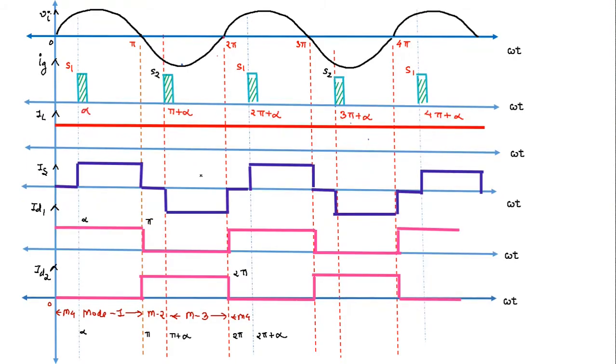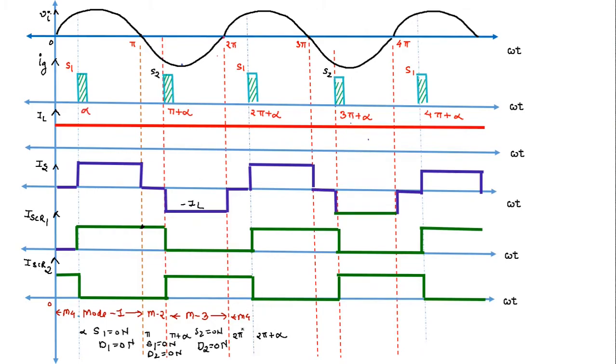Now we will take the last mode of operation, that is mode number 4. This mode number 4 goes from omega t is equal to 2 pi to omega t is equal to 2 pi plus alpha, until and unless the next triggering pulse is given to SCR1. Due to the stored energy in the inductor, S2 continues to conduct, which means in mode number 4, S2 will be in the on condition. And the diode which is conducting is diode D1, which will go into the on condition.